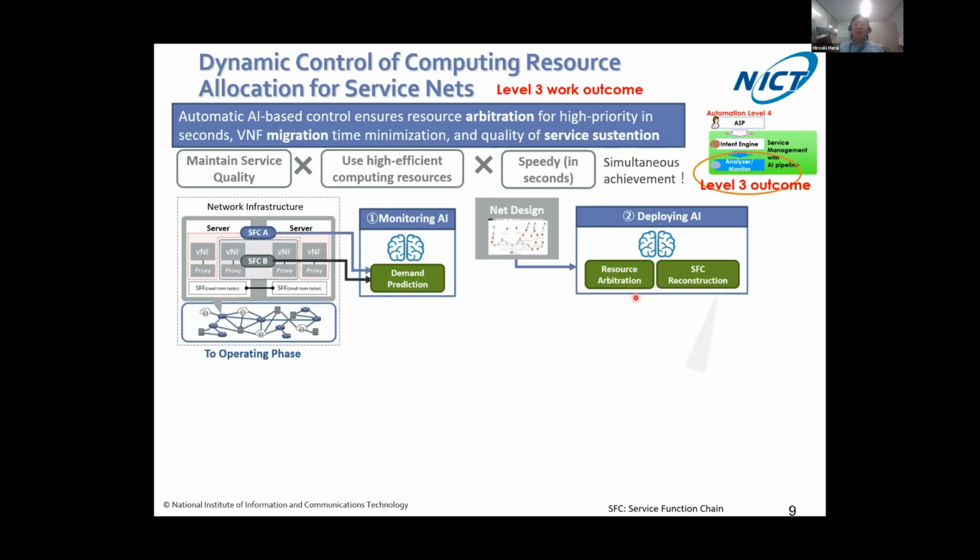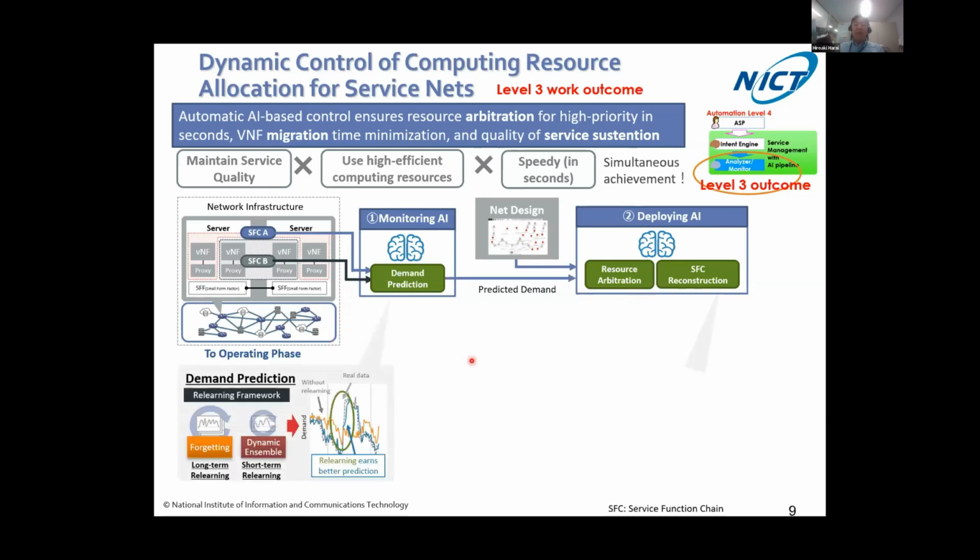The monitoring engine gathers statistics of resource usage and traffic. And by using the data, it predicts future demand by a regressor that has a relearning framework to keep its accuracy. The regressors are based on an ensemble learning model. Long-term and short-term relearning methods keep its accuracy despite trend change. Then the predicted demand is forwarded to the management engine.